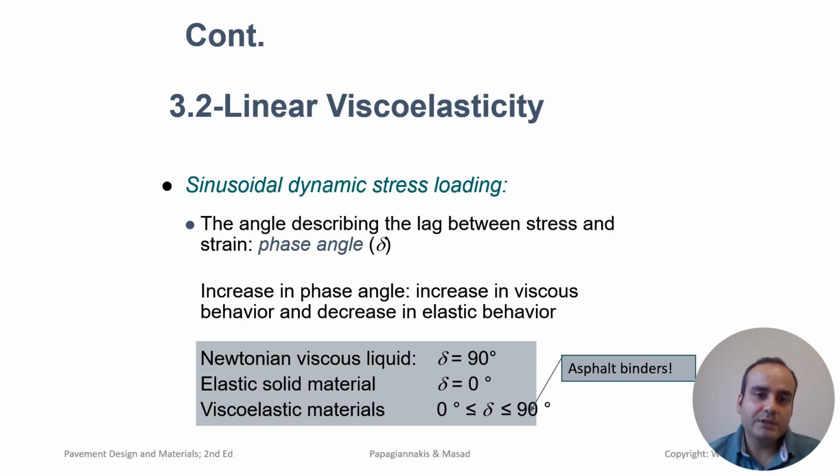So, as it is mentioned, the phase angle describes the lag between a stress and a strain. An increase in phase angle increases the viscous behavior and decreases the elastic behavior. For Newtonian viscous liquid, phase angle equals 90 degrees. For elastic solid material, phase angle equals 0 degrees. For viscoelastic materials, phase angle is between 0 degrees and 90 degrees.